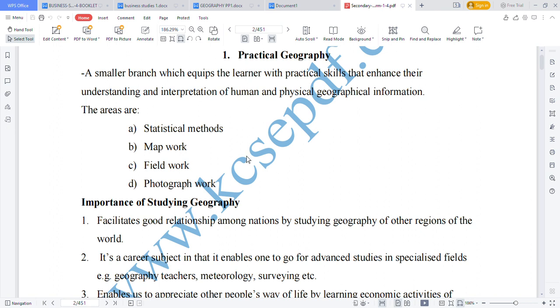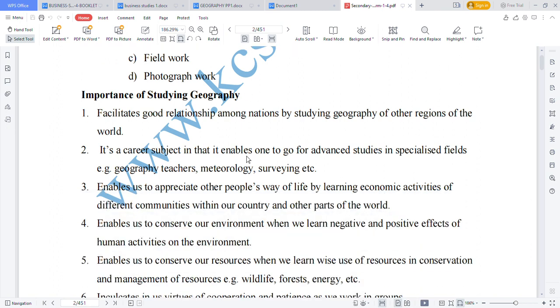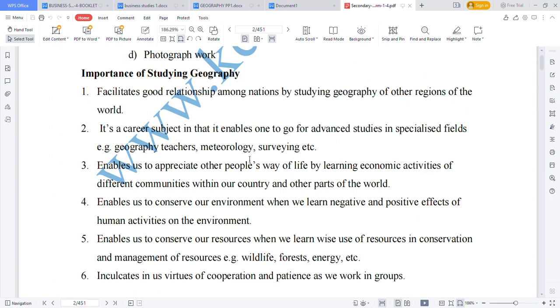The next thing you're going to look at is the importance of studying geography. Why do people study geography? The first one: it facilitates good relationships among nations by studying the geography of other regions of the world.